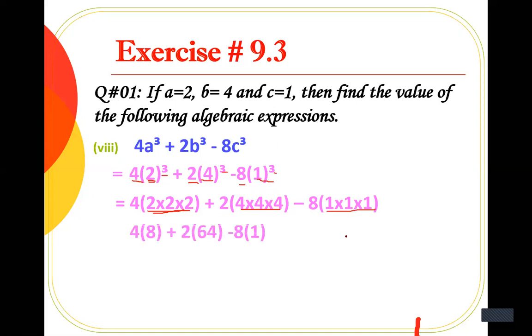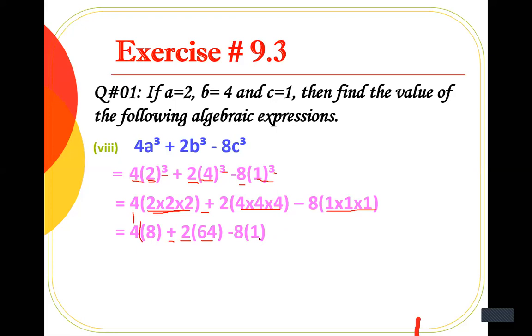Okay, so you will place the coefficient 4, then the bracket, then 2 multiplied by 2 will become 8, then the bracket closes, then your sign of addition, then again your coefficient 2, and then the answer of 4 multiplied by 4 will be 64, but you will write it inside the bracket, then minus, then you have 8, then your bracket, 1 multiplied by 1 is 1, and your bracket is closed here.